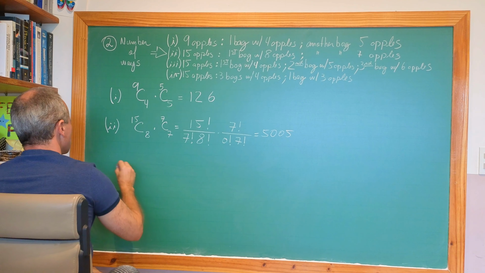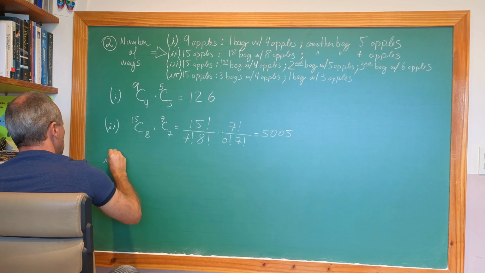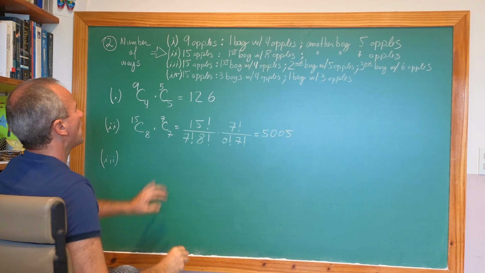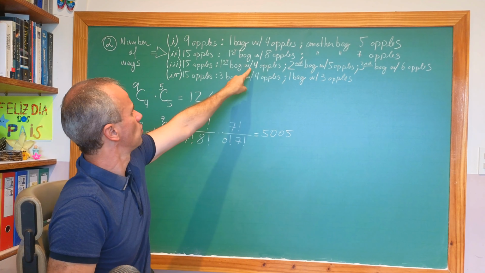It's always important. Now the third one. 1, 2, 3. The third one, now I have 15 apples. The first bag with 4 apples. Let's go.